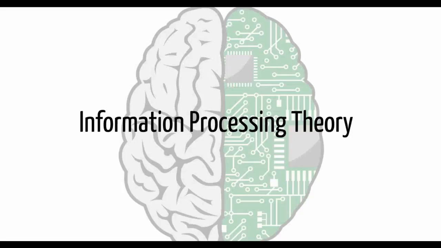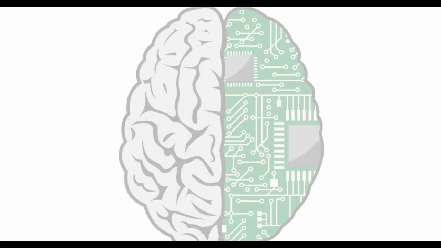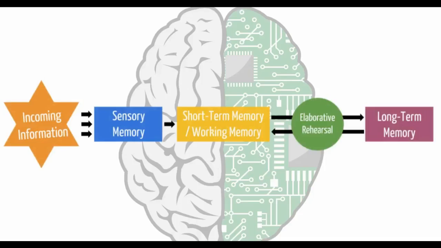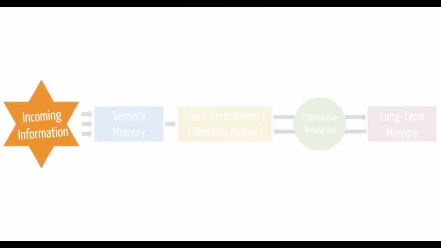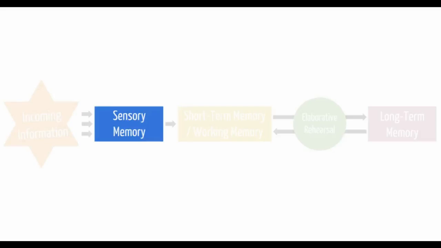Information processing theory. Previously, we introduced the stages of the information processing theory. It begins with the incoming of information from our environment. We're exposed to thousands of stimuli every second through our sensory memory. Seeing, hearing, smelling, tasting, and touching are all ways our brains intake information.